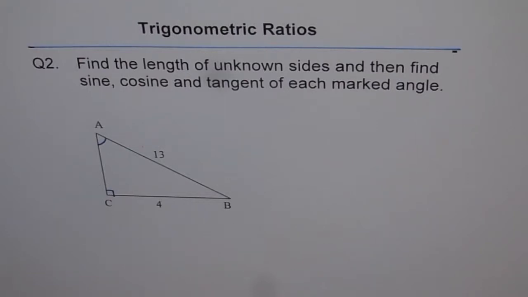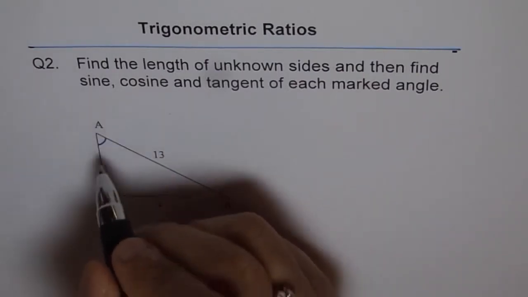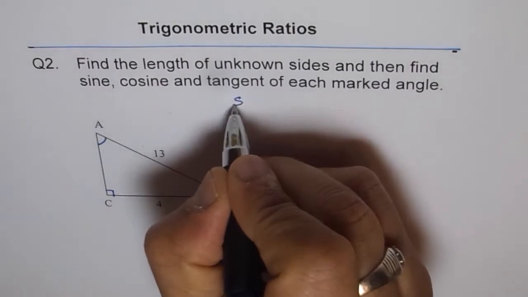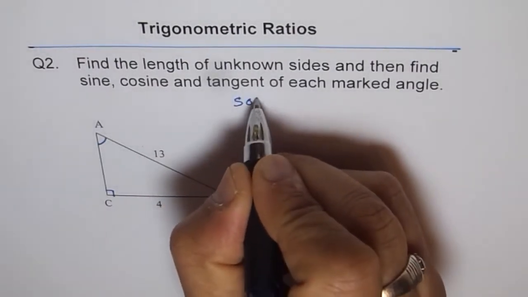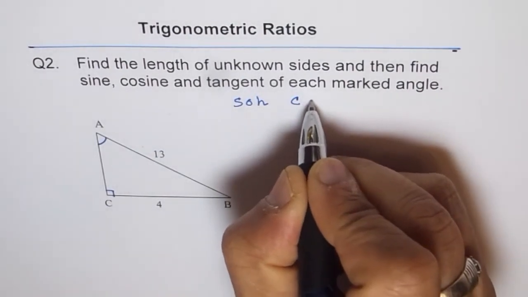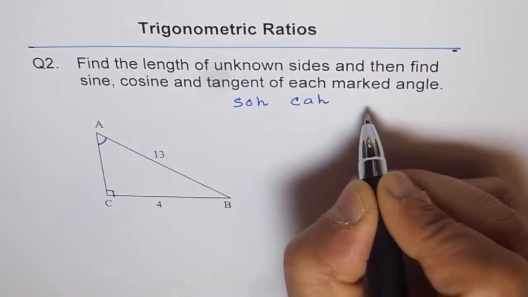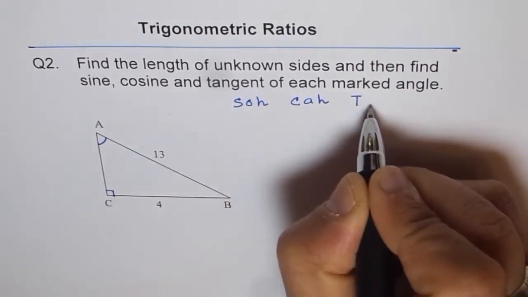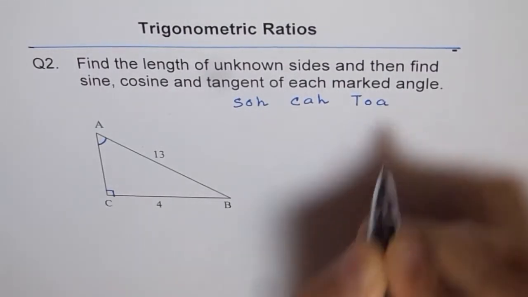ratios. I have a couple of questions like this to give you practice and to really understand what sine, cosine and tangent are. So sine of an angle, as you know, is the ratio of opposite side to hypotenuse. Cosine is the ratio of adjacent side over hypotenuse, and tangent is the ratio of opposite and adjacent side, correct?